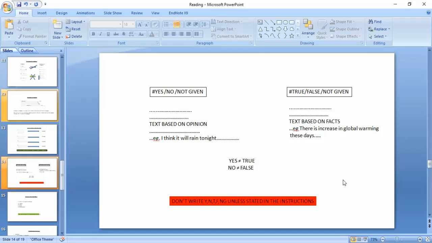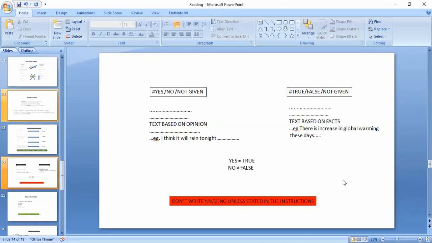So you don't need to worry whether the text is based on opinion or text is based on facts. All you need to do is to follow the instructions. So if the instruction says write yes, no, not given, then don't write true for yes or false for no. Okay. Do as the instructions suggest you. Like if it says write yes, then write yes. If it says no, then write no. Don't write true for yes or yes for true, and similarly false for no or no for false, or vice versa. Okay? Otherwise, you will end up losing score.